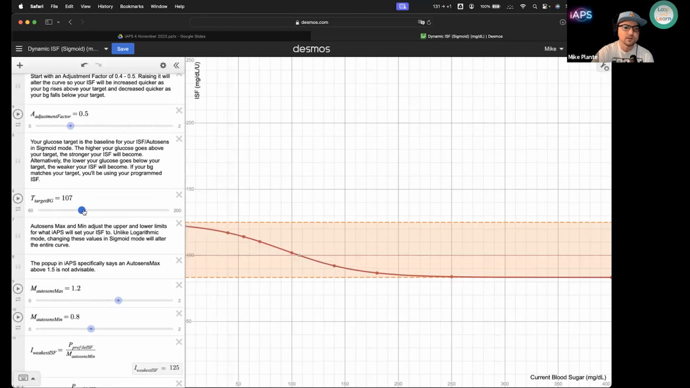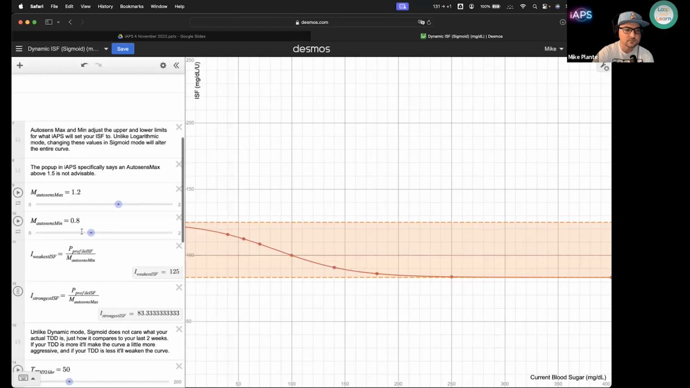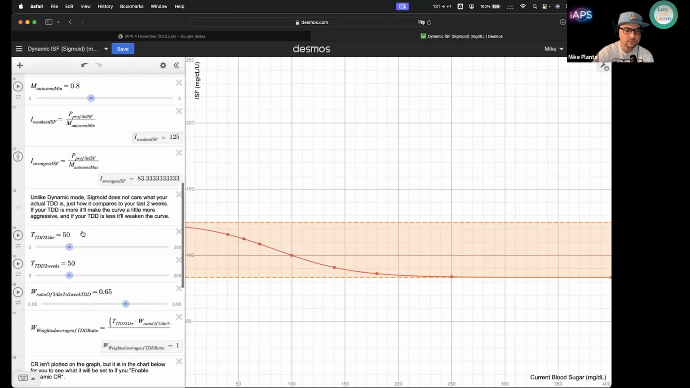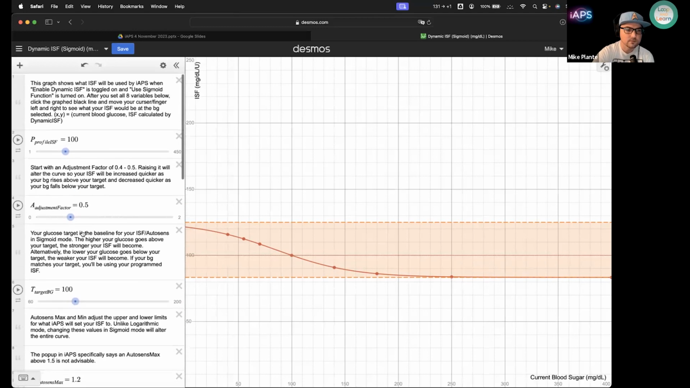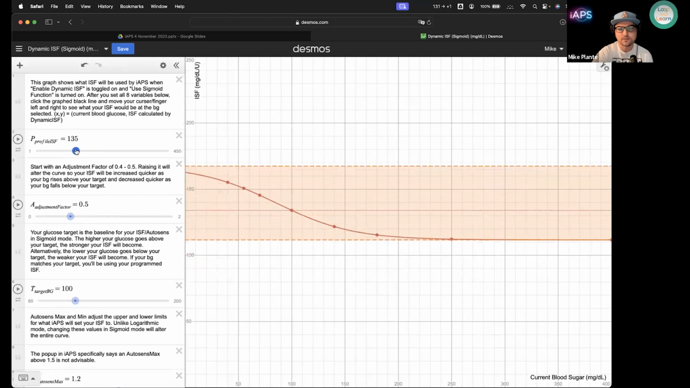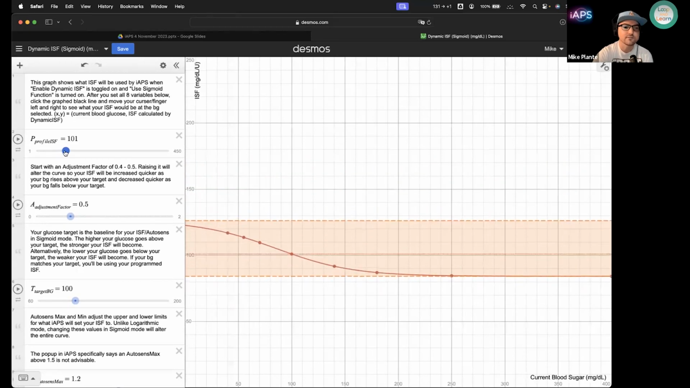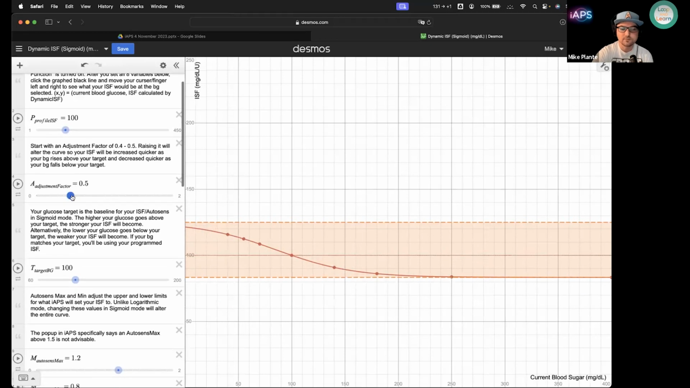So yeah, if you increase or decrease your target, sorry, I meant your profile. Where's the profile ISF go? Oh, your profile ISF, it'll raise and lower the entire graph. And then the adjustment factor kind of smooths or strengthens the curve. So if you had it all the way at 0.1, it's going to be a much more linear looking curve, or a much slower rising and falling curve. If you put it all the way up to, don't put it up to 1.5, but if you put it up way up that high, it would make this a lot steeper.